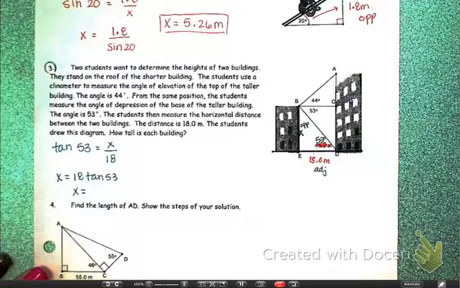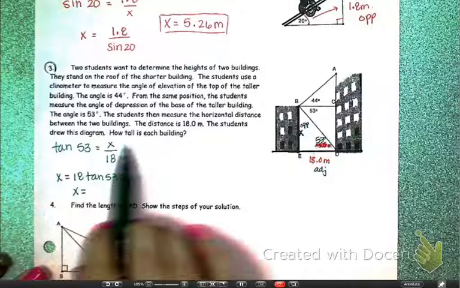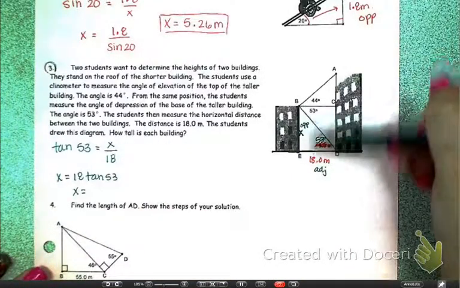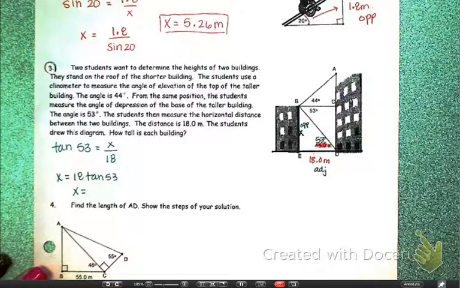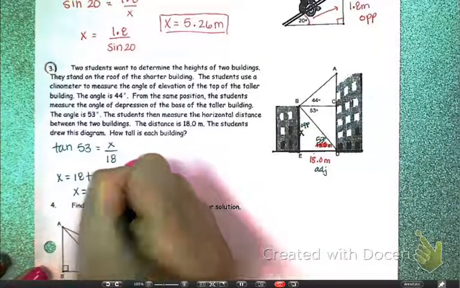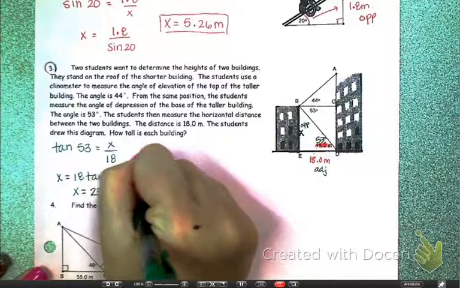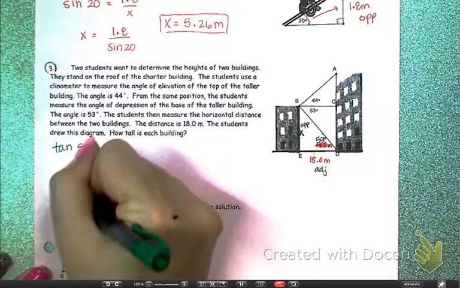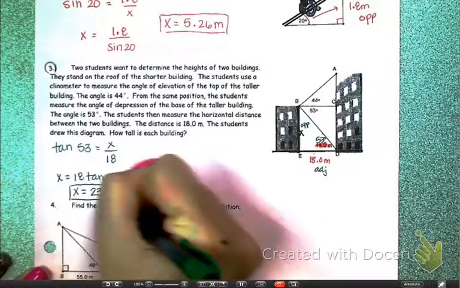Why didn't I put my variable on the top? Because we need to know how tall each building is. Eventually I'm going to figure out the height of this building, but I need to know this one first, or I have enough information to quickly find that one first. What'd you get when you plug that into your calculator? Okay, so 23.89. And just so we know, I'm going to label that BE as well, so you know it's the height of that piece. Are you okay with that? Okay. So there's my small building.